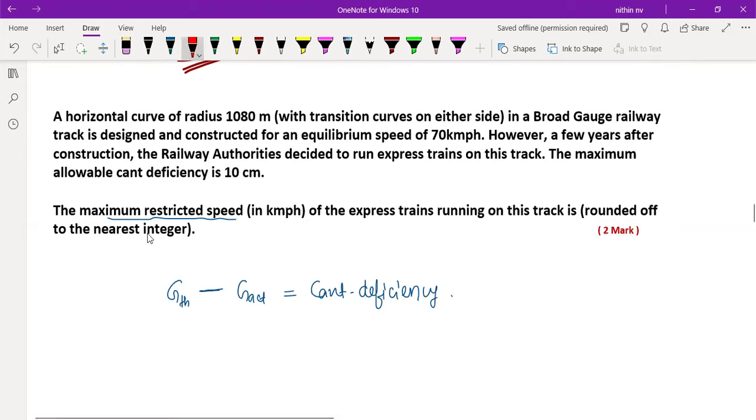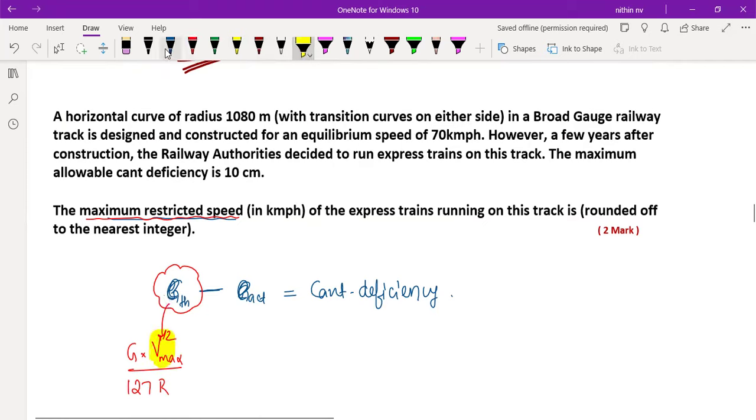And the value which they are asking, the maximum restricted speed, is somewhat related to this theoretical superelevation. We know that, right? How to calculate it? The symbol, generally we use E, not G, okay? It's E, let it be. Okay, hope you got it. Now this is nothing but the gauge value G into Vmax square divided by 127 R. So this Vmax is what they are asking in the question, right?